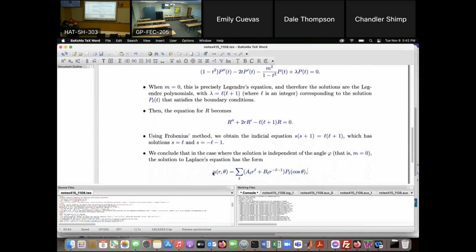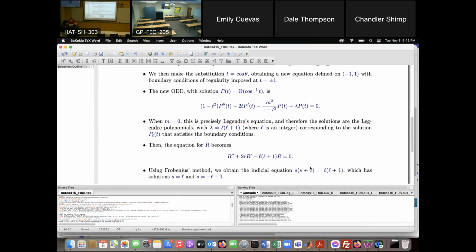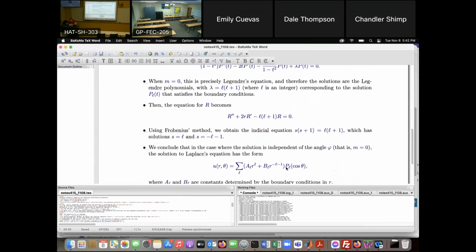Because your solution is a linear combination of solutions of this ODE times solutions of this ODE for the same value of lambda. So the solution from the equation for theta is the Legendre polynomial evaluated at t, but remember t is cosine theta, so that's what we have here. Our solution has to be a function of r and theta.